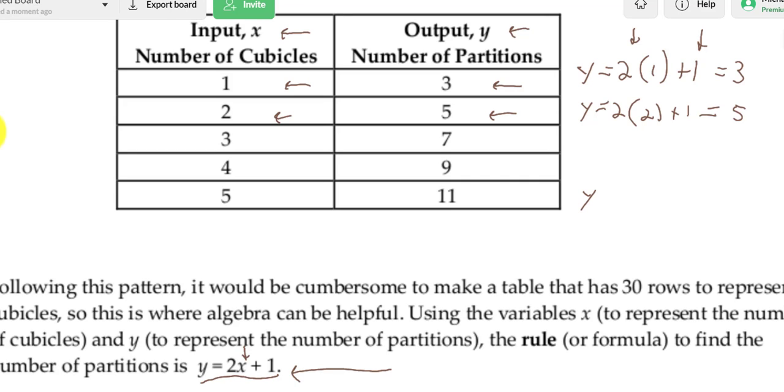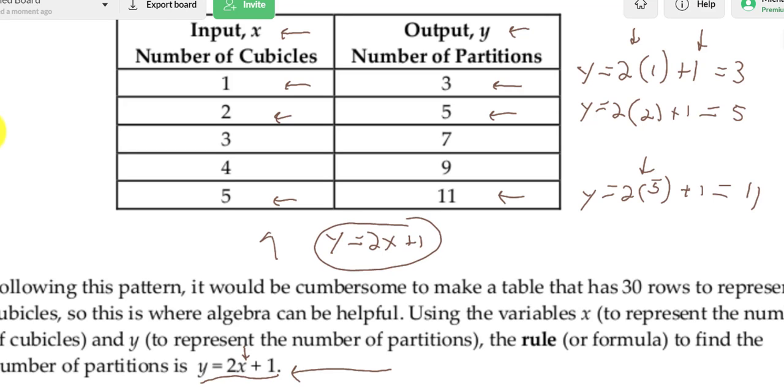Let's try it all the way down here. I'm skipping a few. Y equals 2 times, now we're going to put in 5 for the input, and plus 1. So 2 times 5 is 10, plus 1. It works. So this rule, y equals 2x plus 1, perfectly describes this table, right? So this would be the new symbolic rule that represents the data that's inside this numerical table, or an input-output table. So from this input-output table, we were able to develop a rule.